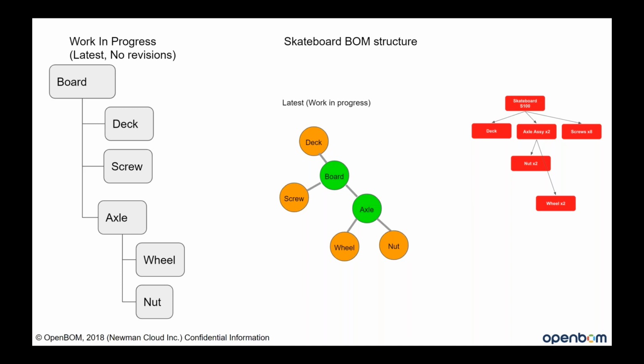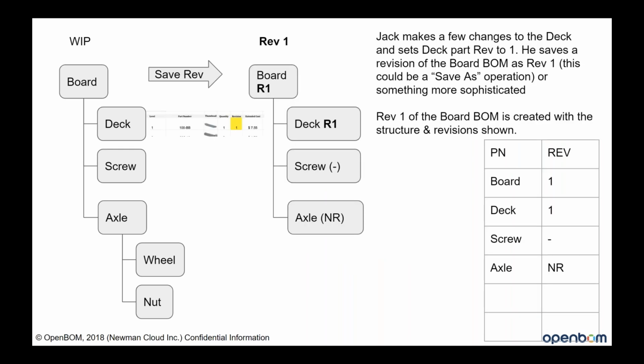For those of you who think more in terms of a database structure, this is what latest looks like. If you think about it as a board and an axle and some leaf parts, in more advanced webinars we'll start to build on this structure when we get into more complicated assemblies. But that's the representation of this assembly. And then over there is the BOM, the product structure, over on the right. That should look familiar. So we've got the board, the deck, the screw, the axles, and the wheels.